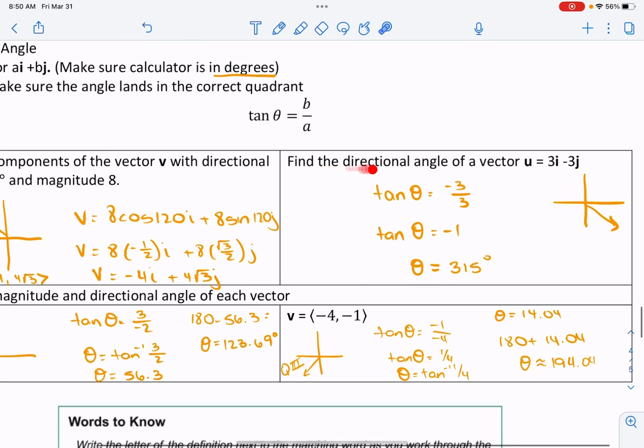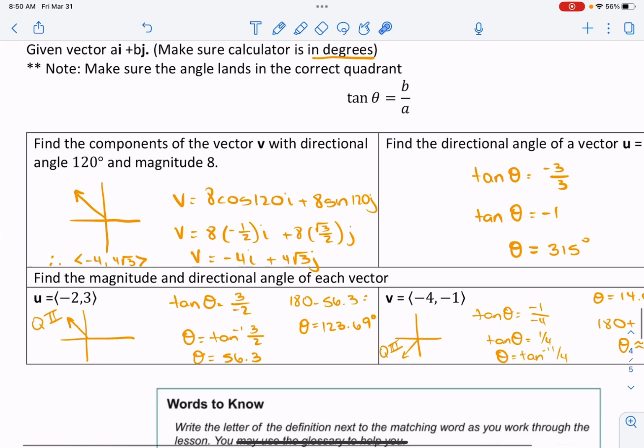Now for this one, it says find the directional angle of vector 3, negative 3. So remember 3, negative 3 would go this way. It has to be in quadrant 4. So when I do tangent of theta, I'm going to notice this is a special one. So theta, that's in quadrant 1, would be 315.